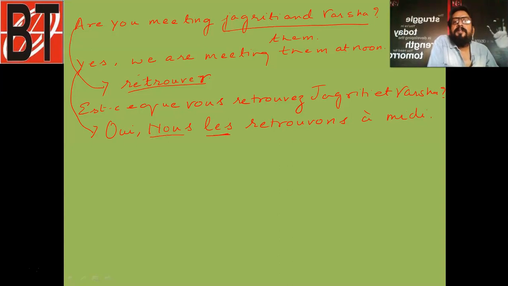Now, see, this is the subject pronoun. This is the object pronoun. And please notice that this verb is always conjugated using the subject pronoun. Please do not make this object pronoun part of your conjugation. So the verb would be conjugated only using the subject pronoun and not the other way. So how to use them. Nous les retrouvons.